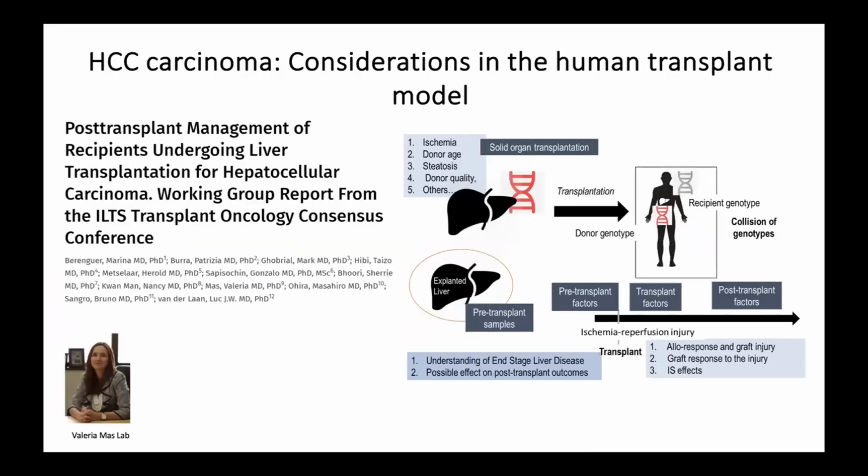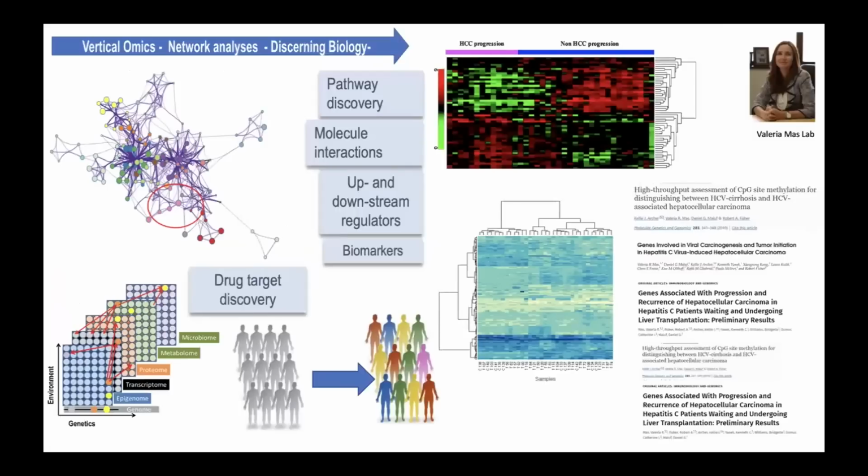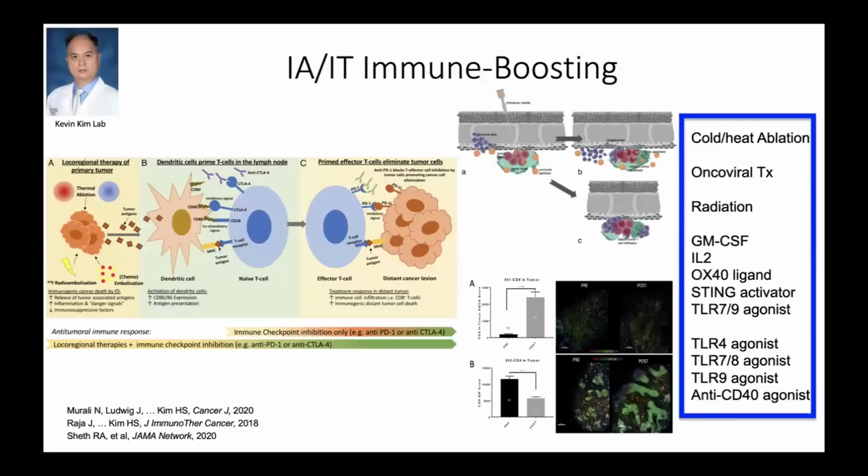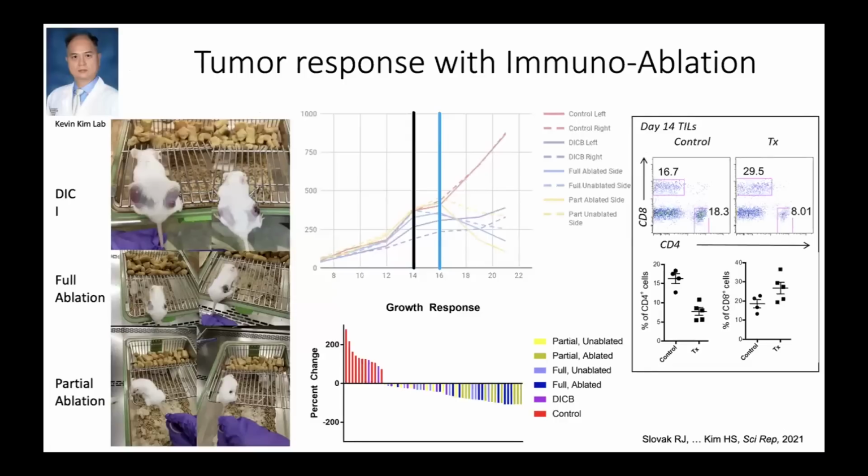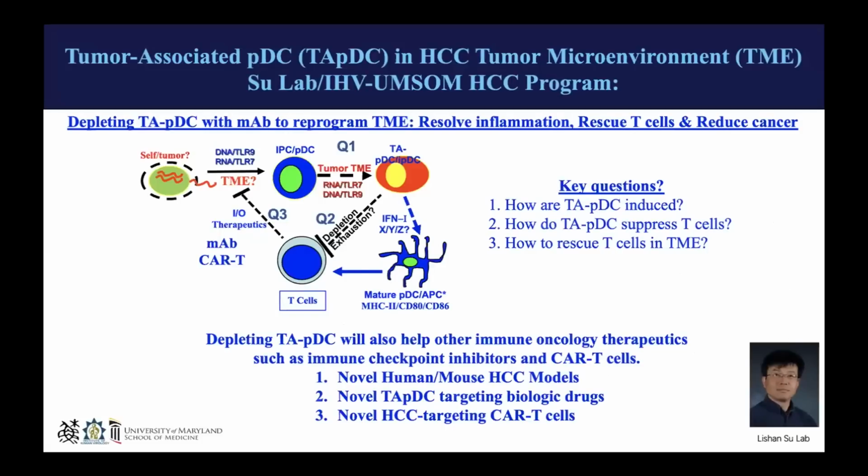And Dr. Ma's lab deals with the genomic components of liver cancer and liver transplant, to extrapolate the data and the knowledge from transplant patients in particular. And my lab does the immune modulation work, particularly pertaining to local therapy. And Dr. Su's lab does a lot of microenvironment work, particularly for liver cancer.